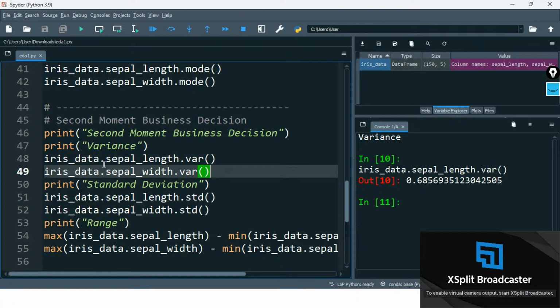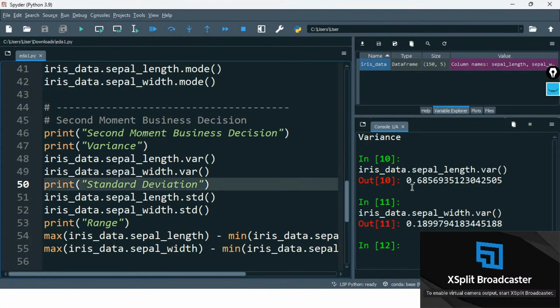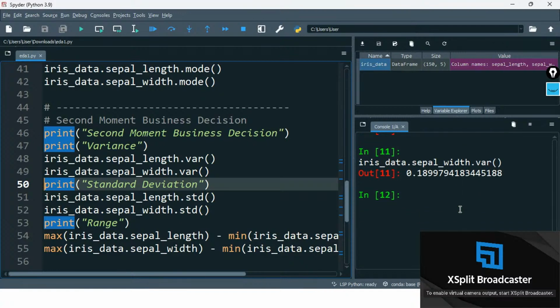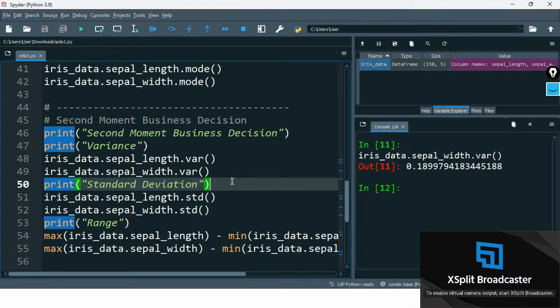In line number 49, I'm going to calculate variance for sepal width column present in iris underscore data. It is 0.189. Now the question is, are these two values the original spread in the data? No, they are not the actual spread present in the data. These are the squared values. How can I get the original values back? Using standard deviation.